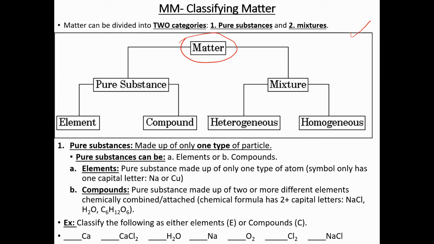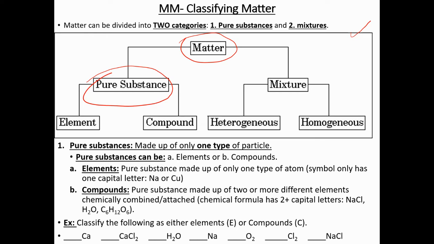Matter can exist as a pure substance or as a mixture. If matter is a pure substance, then it can be an element or compound. And if matter is a mixture, then it can be a heterogeneous mixture or a homogeneous mixture. So we're going to go through each of these aspects of this diagram to make sure we understand what all the components mean. So we'll start off with pure substances.